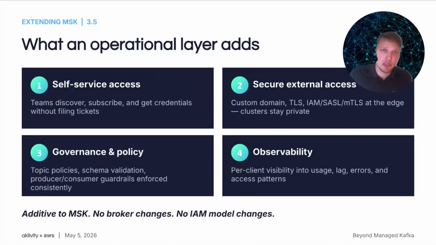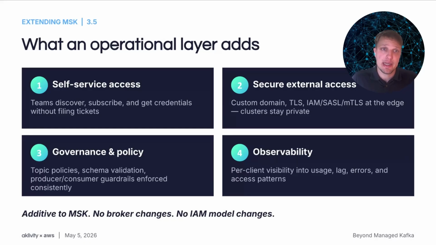So we've established that Kafka, particularly MSK, should have a dedicated operational layer with 4 key capabilities. The first is self-service access, which allows teams to discover, subscribe, and get credentials without filing tickets. The second is secure external access via a custom domain with TLS, IAM, SASL, and TLS at the edge, allowing clusters and brokers to remain private.